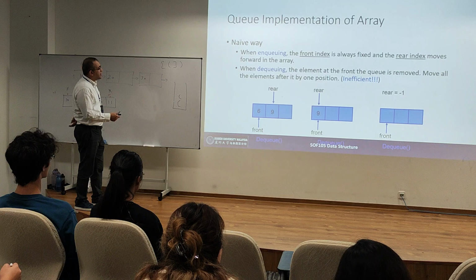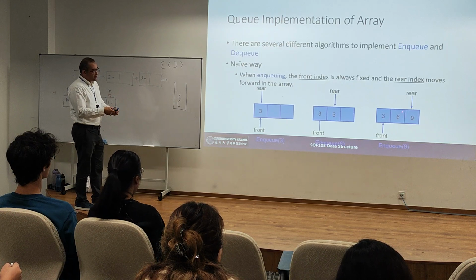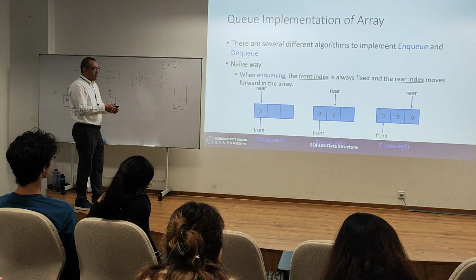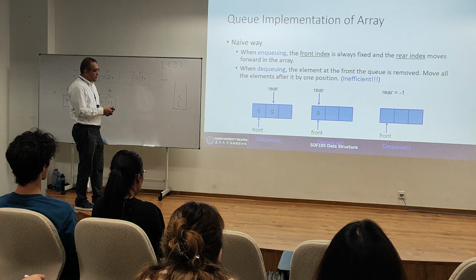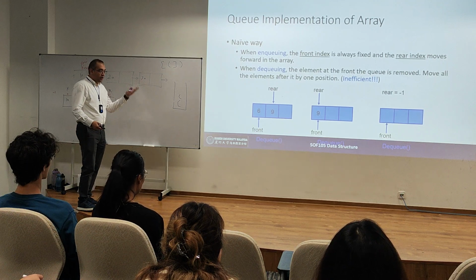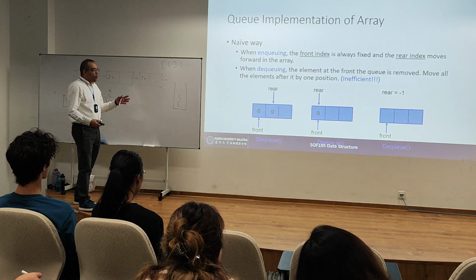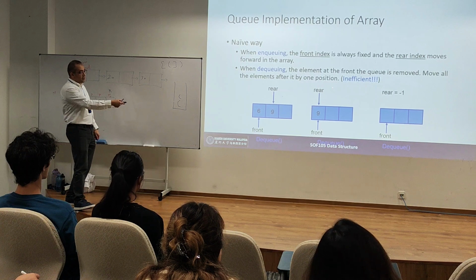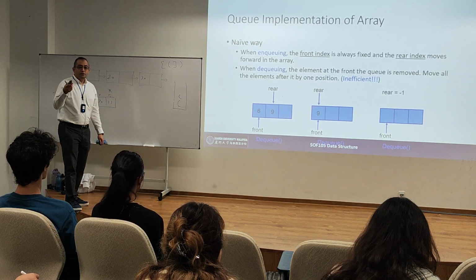I used to have 3, 6, and 9. What we do: shift 6 here, shift 9 here, and the rear is reduced by 1. So I shift 6 here, shift 9 here, and rear used to be here, now rear comes to here. I DQ again, shift 9 here, and rear minus minus. Why is this a naive way? Inefficient, because it moves every time, losing time.